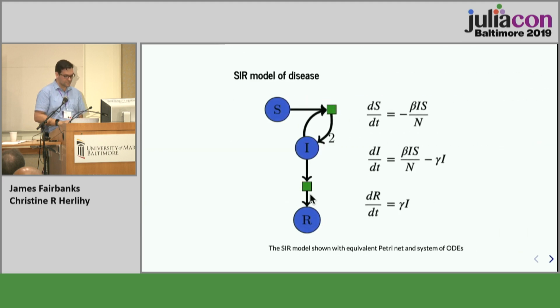Cool. So here's an example of another disease called SIR. So these are diseases where there's immunity, like chickenpox. You have susceptible people, infected people, and recovered people. These are people who've had the chickenpox but don't have it now. And then this system of differential equations is corresponding. Okay.